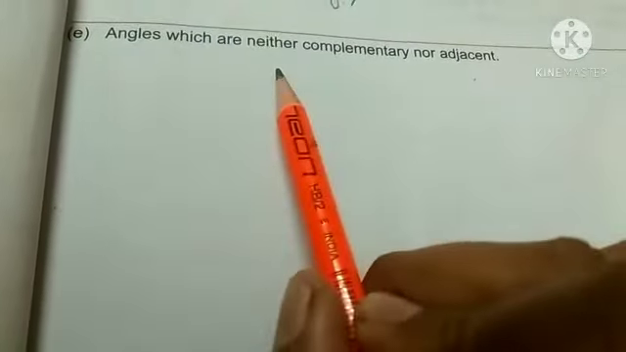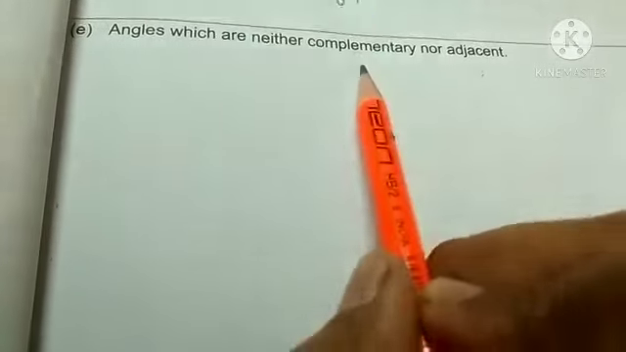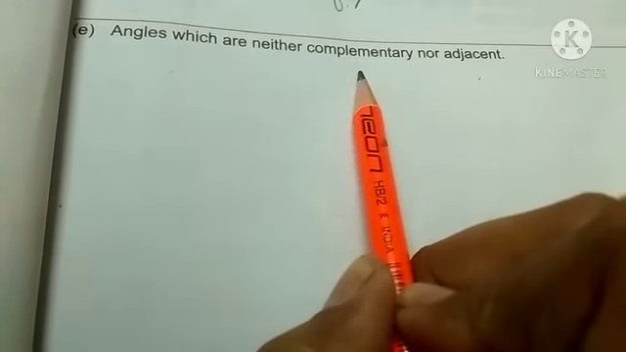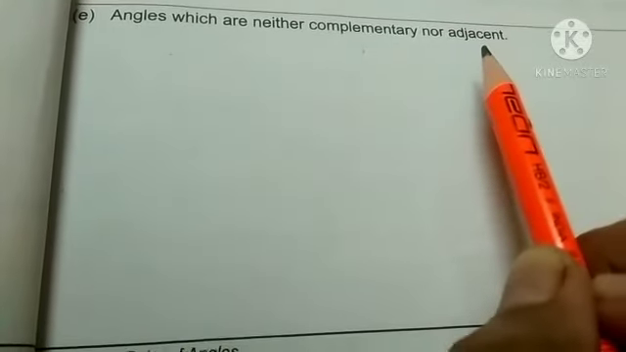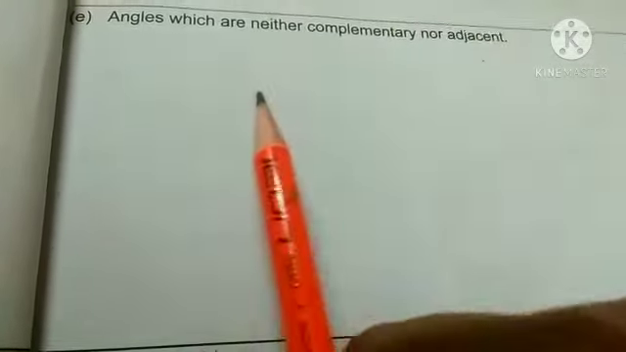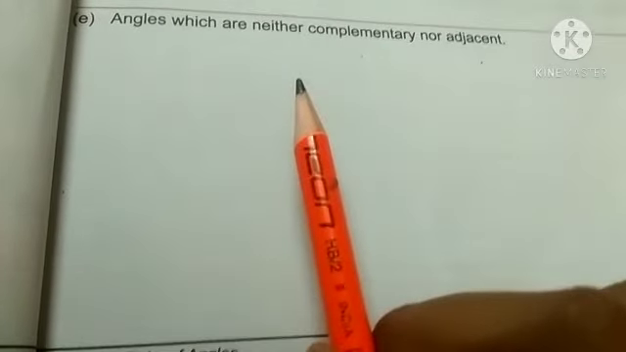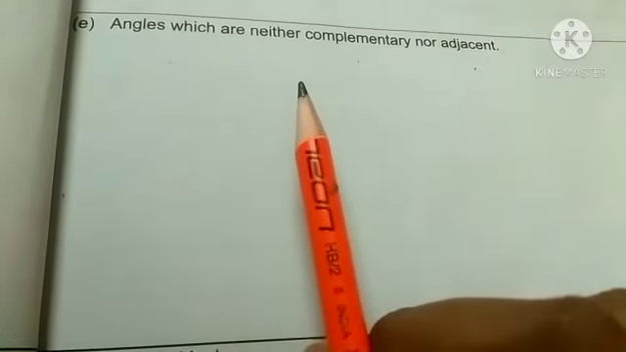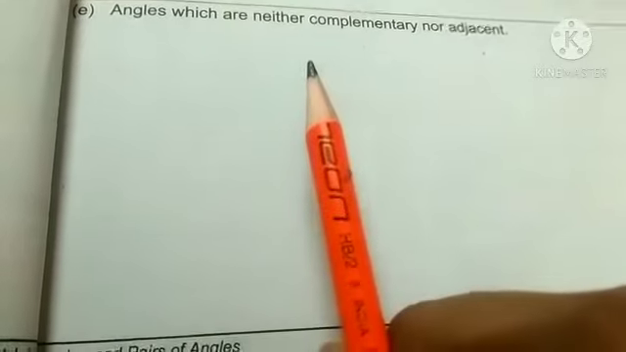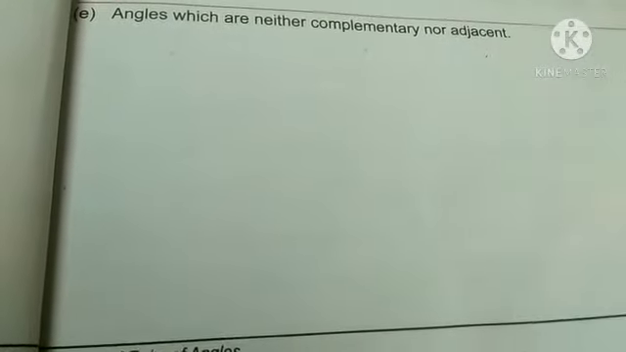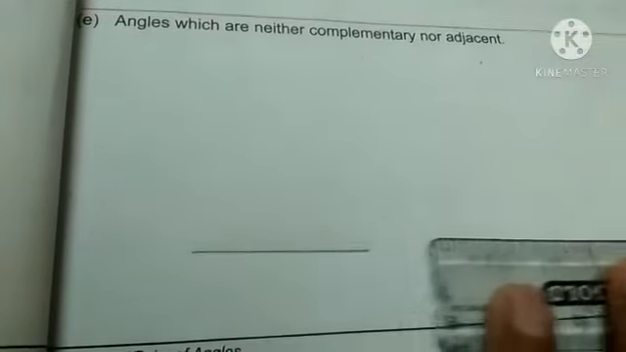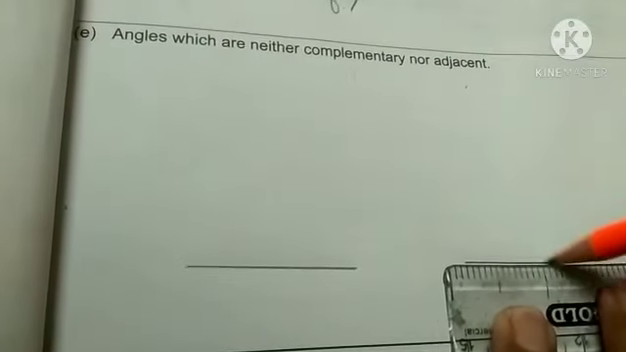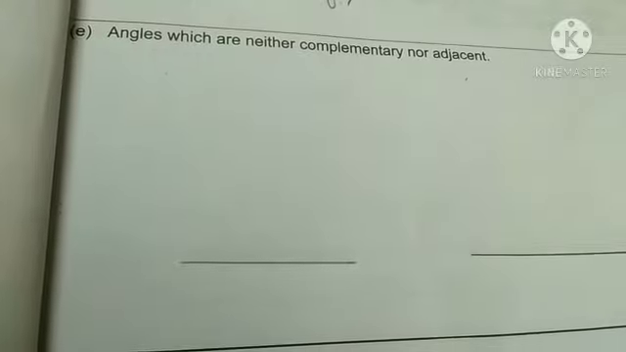Next question, angles which are neither complementary nor adjacent. Now here we have to draw the angles which are neither complementary, means that angle should not be your complementary angle and that angle should not be your adjacent angle, means here you have to draw only the angles. So you can take any measure over here and you can draw an angle over here. So see how you will do. So again here I will draw the two angles.